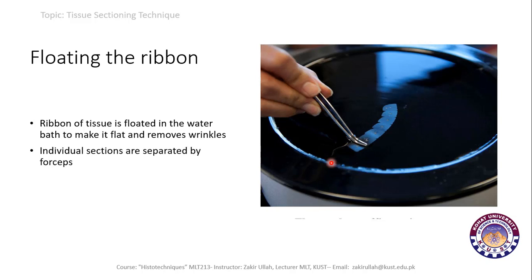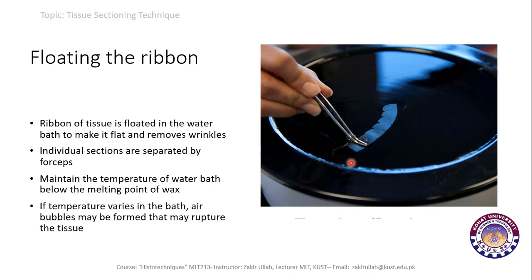Each individual section is separated with the help of the forceps, like we can see here are the multiple sections, and with the help of this forceps each section is separated and each section is taken onto an individual slide. It is needed to maintain the temperature of the water bath below the melting point of the wax, so that they get wrinkle free. If the temperature varies in the water bath, air bubbles may be formed that may rupture the tissue. So this is the point to maintain the temperature of the water bath.